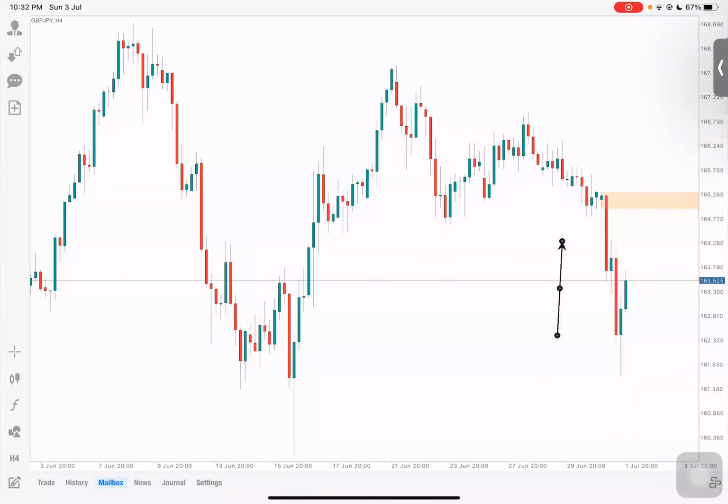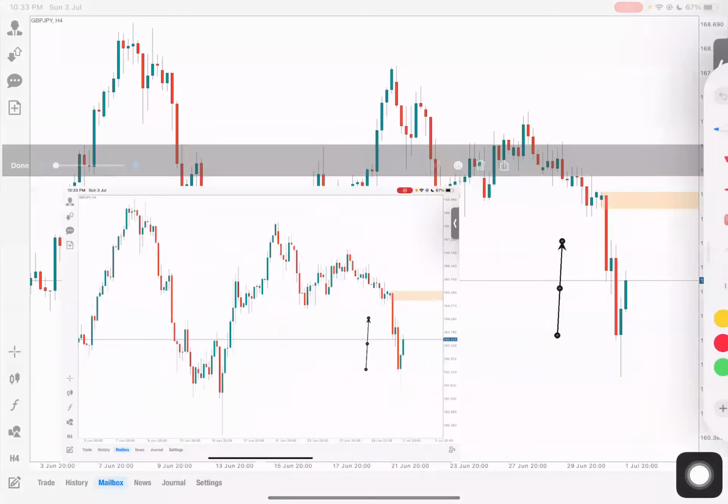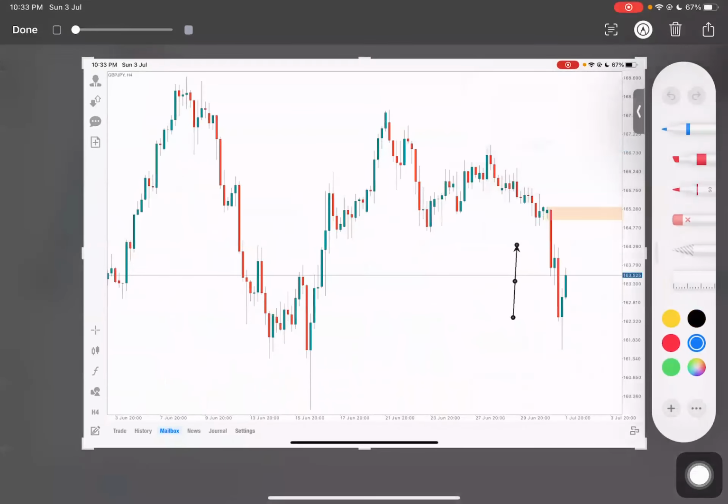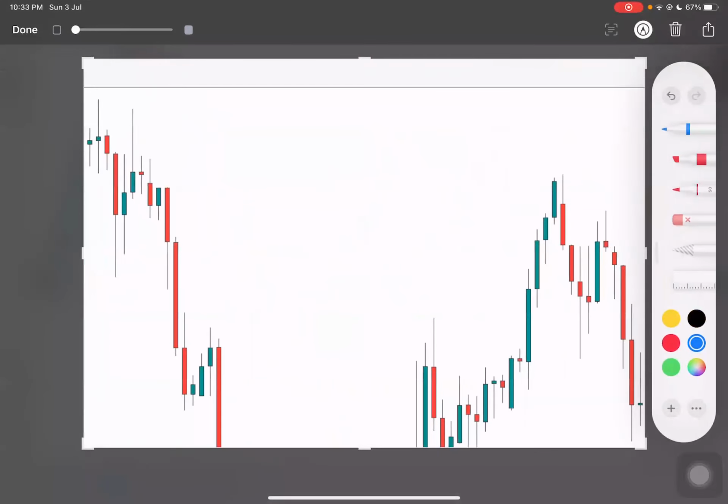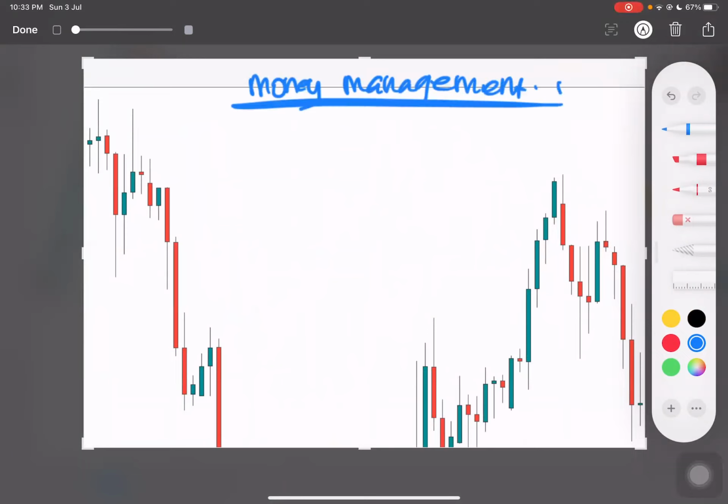Okay, so now I'm going to bring you to money management, or we call it MM. Usually people don't take money management as seriously as they should, not taking care of margin and so on. So money management is actually about how you grow your account.